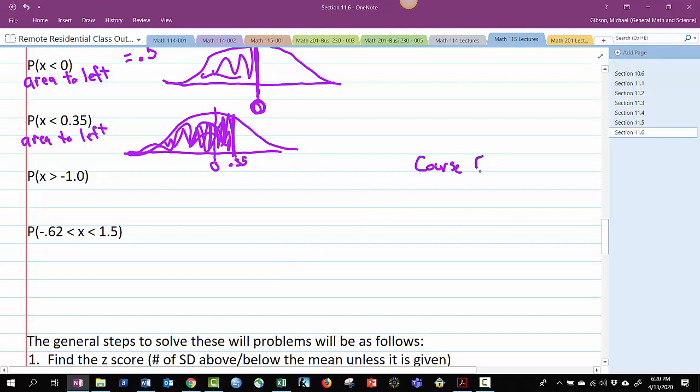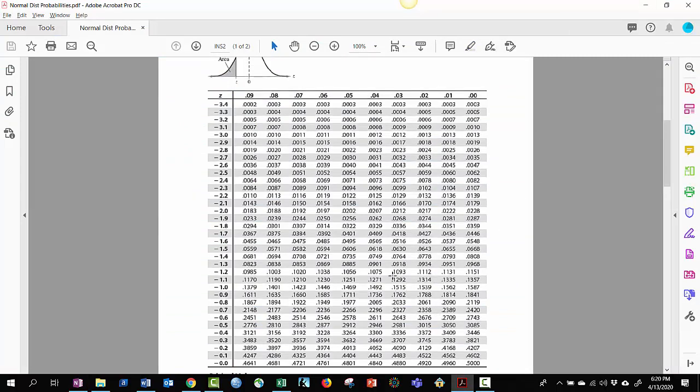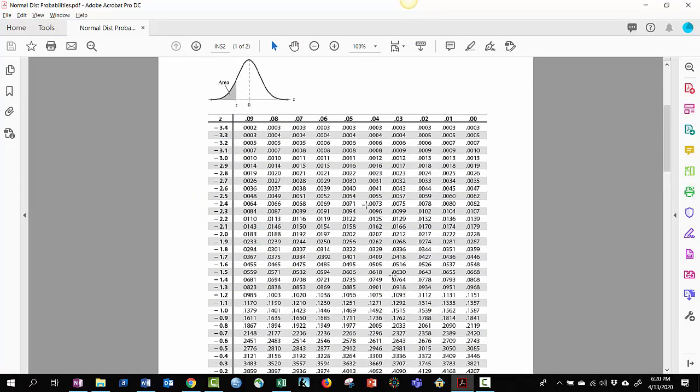All right, you'll see now up near the top is a thing that says normal table or normal distribution probabilities, something, one of those. And you're going to open that up. Okay, here's what it is. It's a 2-page document. The first page looks like this. If you look at the top, it's got a little normal curve.